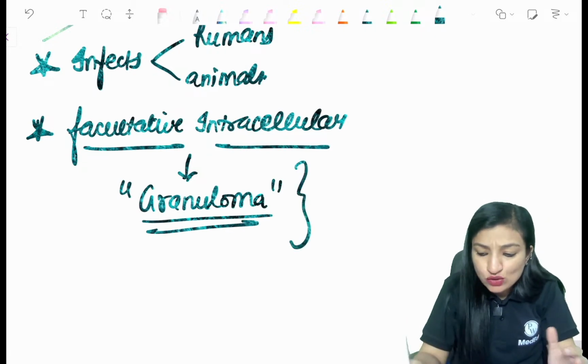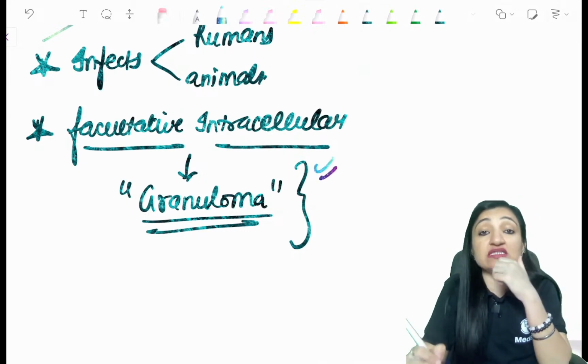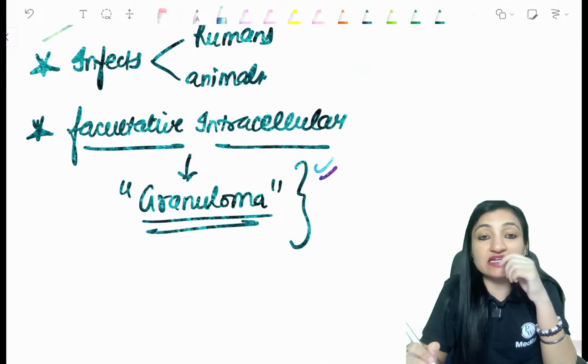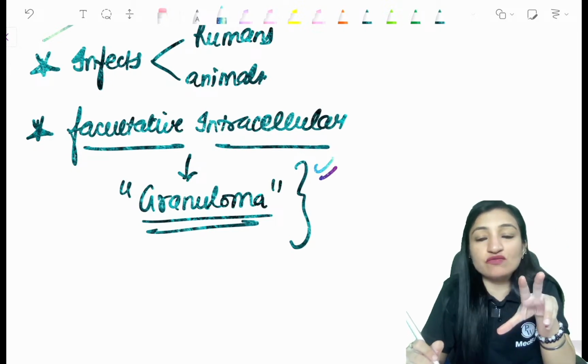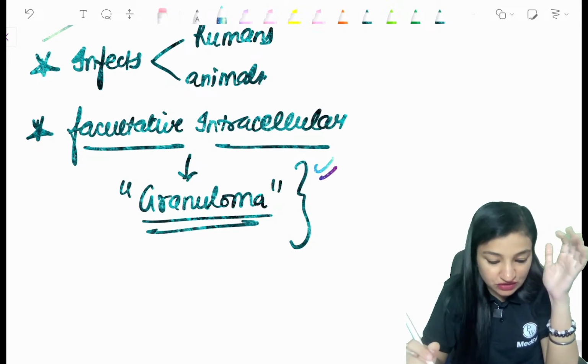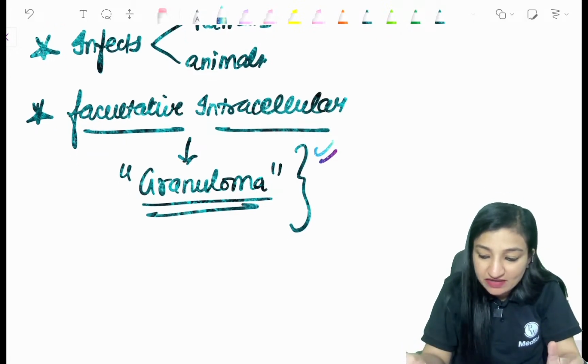And this also, you can take it as a reminder for another very important disease caused by this organism, that is granulomatosis infantiseptica, which I'm going to elaborate upon just in a few minutes when we learn about the clinical features. Okay, so this is facultative intracellular.